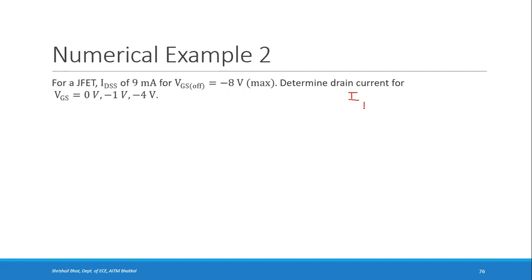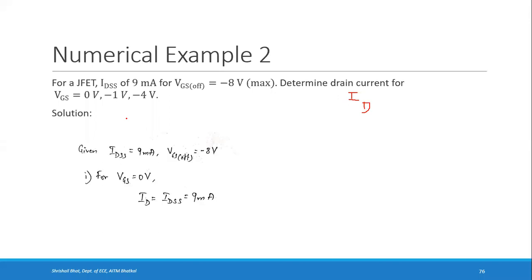The given things are IDSS and VGS off. So in a JFET, the equation for ID according to the square law is given as follows. First we'll write the given things. IDSS is 9 milliamps, VGS off is minus 8, right?